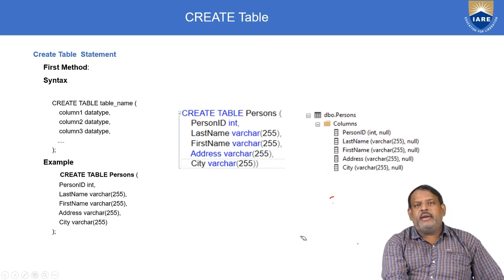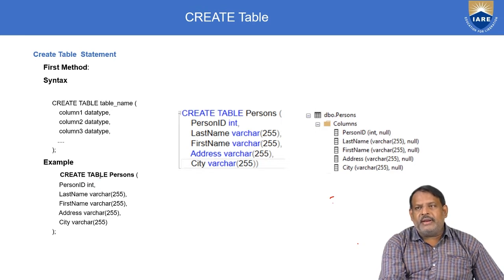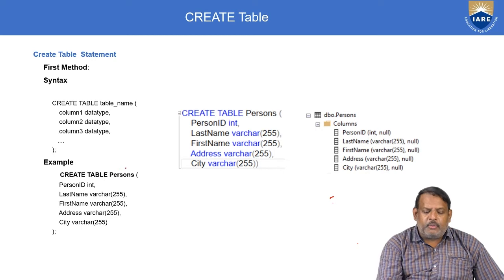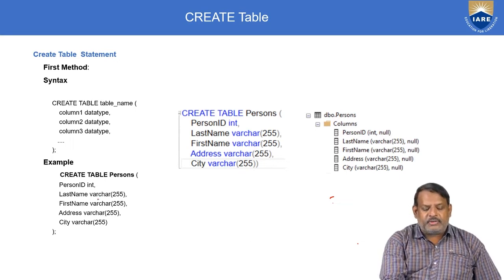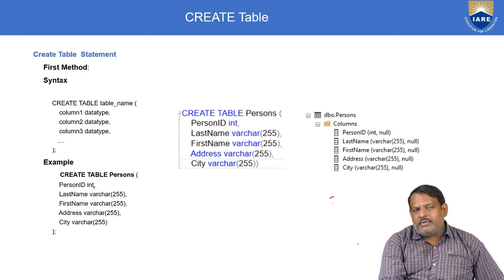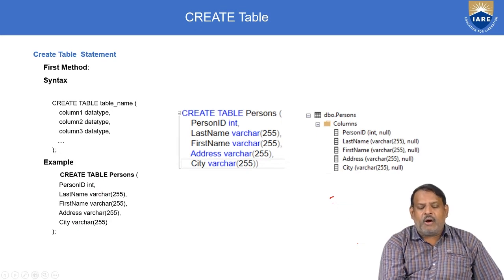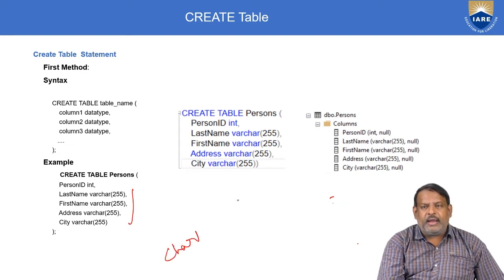Now I'm going to create a table called person. So I'm saying create table person. In that, person ID will be an integer, like 1, 2, 3, 4, etc. So I'm making it an integer. Then I have last name, first name, address, and city. After the person ID, I'll store the last name, first name, address, and city. All these four are character fields.